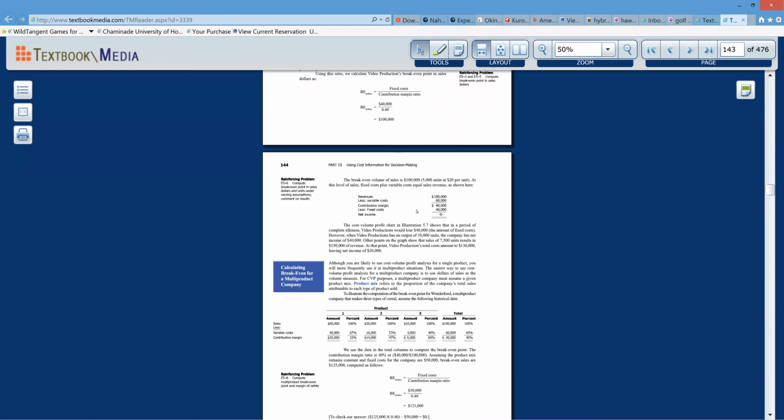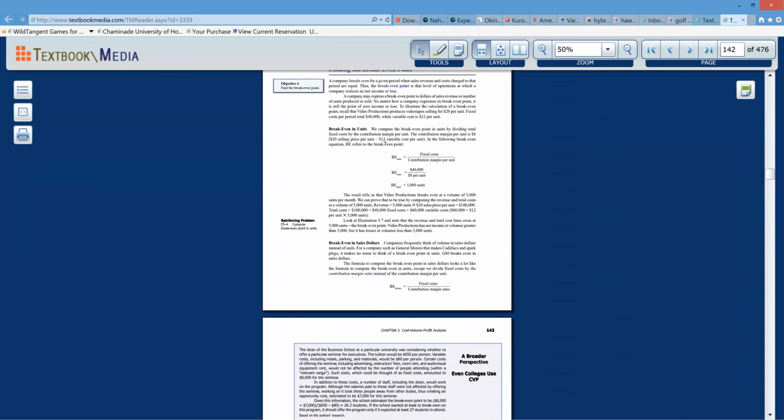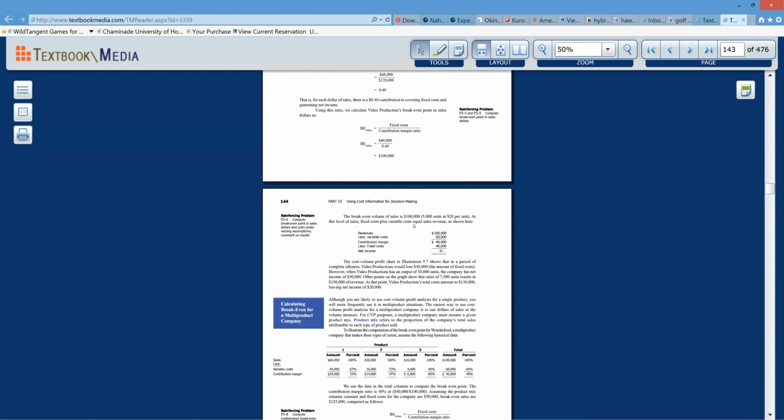Okay, so as a proof here, we said $100,000 was the break-even dollar amount minus your variable cost. Variable costs were $12 per unit, they tell you here. $12 a unit is a variable cost. 5,000 is the break-even units times the $12. That's 60,000. Gives us contribution margin of 40,000 minus our fixed cost of 40,000. Gives us net income of 0. So that's proving that $100,000 is the break-even point.